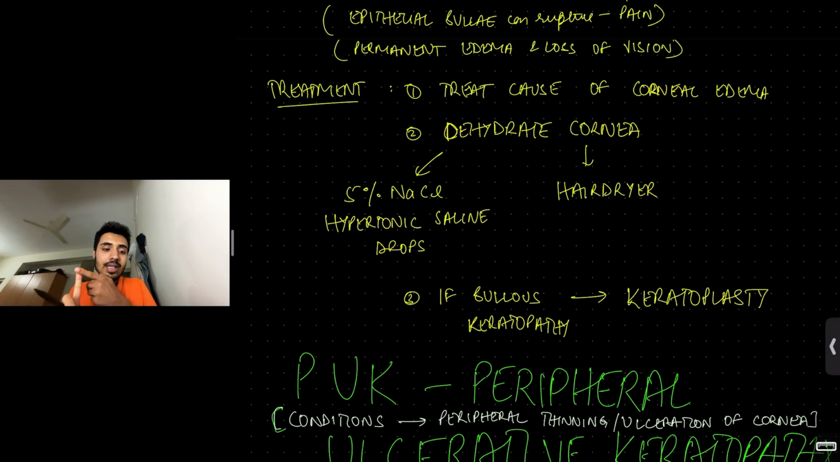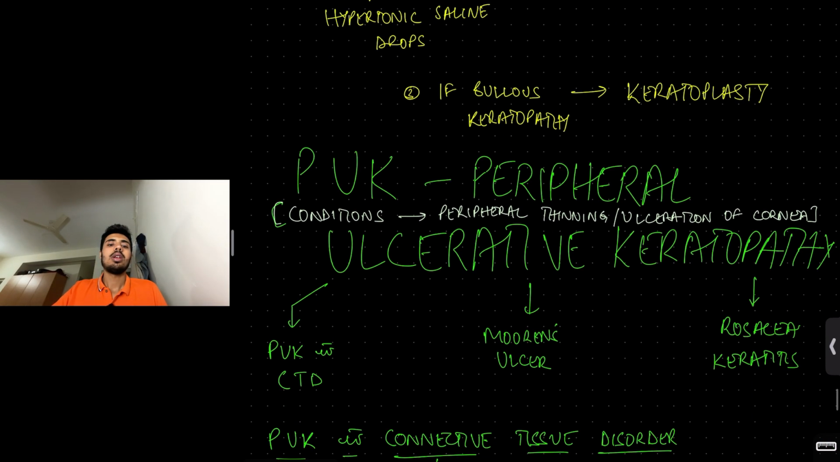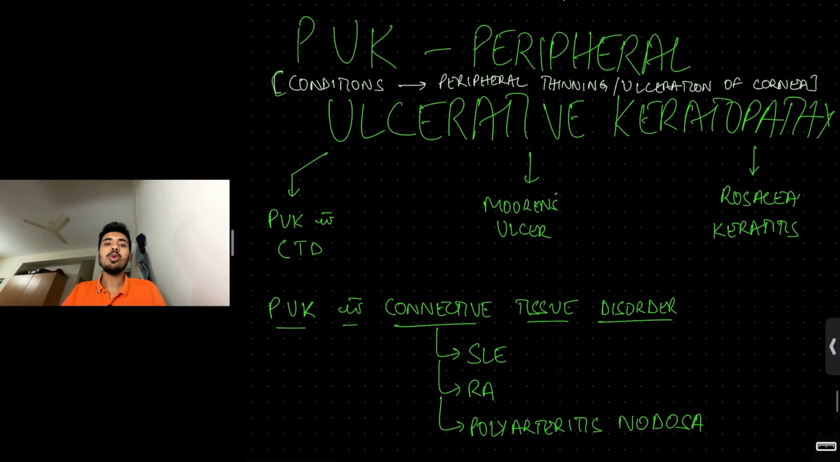When there is increased IOP, endothelial dysfunction because of either inflammation or injury, or epithelial injury, then there is corneal edema. Long-standing corneal edema will lead to bullous keratopathy, epithelial bullae formation, rupture, pain, all that. How will you treat it? Treat the cause of corneal edema, try to dehydrate the cornea, and in case of bullous keratopathy, you have to go for keratoplasty.